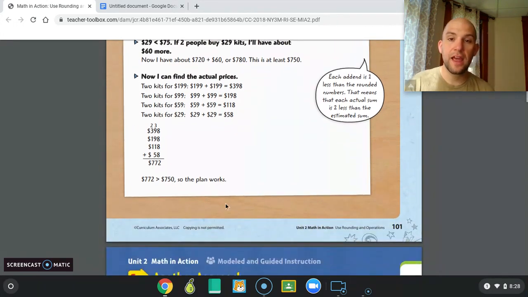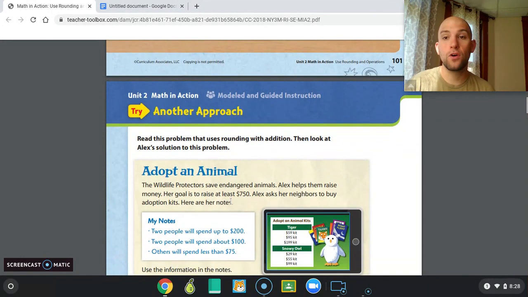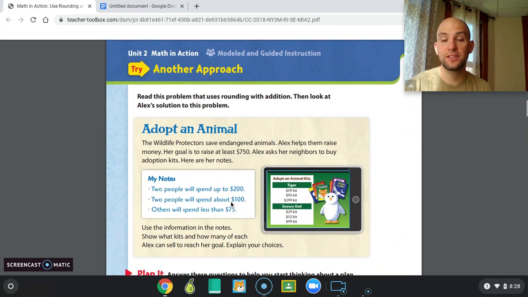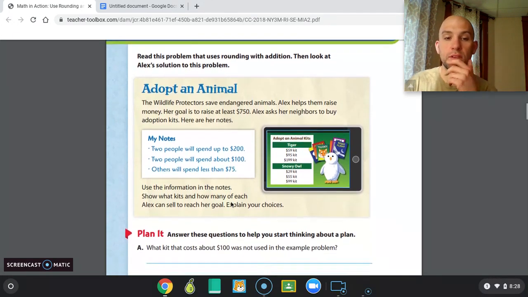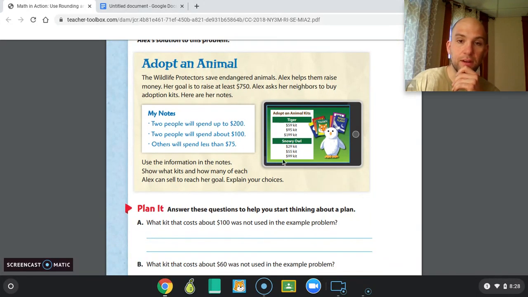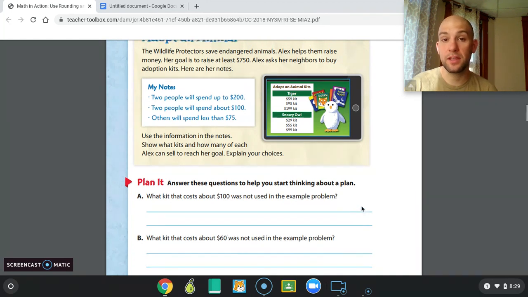So what this method actually wants you to do is find your own way to solve the problem using the same numbers, but use some different amounts when you can. So we'll find a different kit that costs about $100 that was not used in the example problem, and a different one that was about $60 that was not used in the example problem.